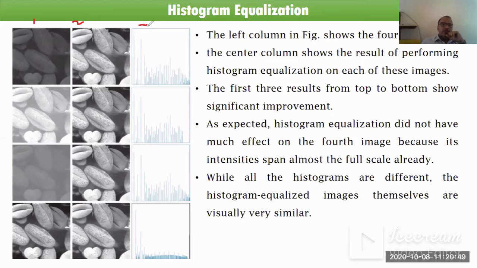The first column will be the original image, the second column is the histogram equalized image, and the third column is the histogram of the equalized image. So these are the three columns.